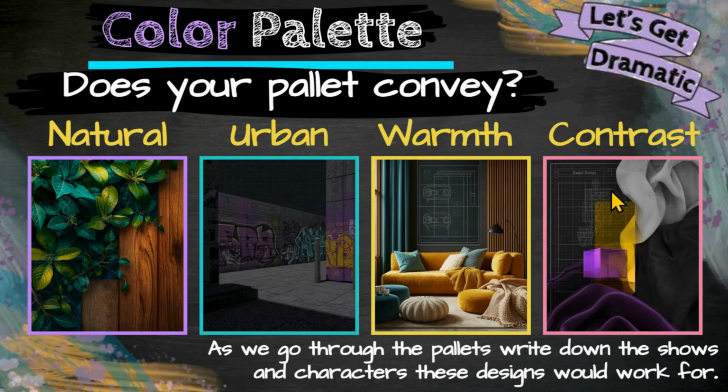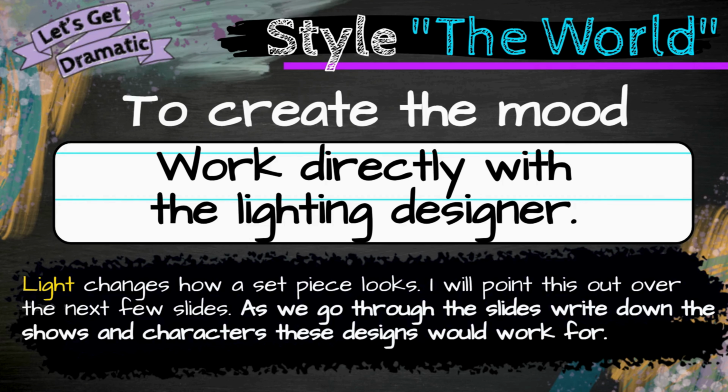To create the mood, work directly with the lighting designer. So the lighting designer really has a ton to do with the mood of the show, as do you as the set designer. Just like you worked with the costume designer to create the character feel for the room and the costume so that it works together. Really, it's best to meet all three of you, lights, costumes, and set together, because the lights change how set pieces look. They also do that to costumes because it depends on the fabric and materials you are using.